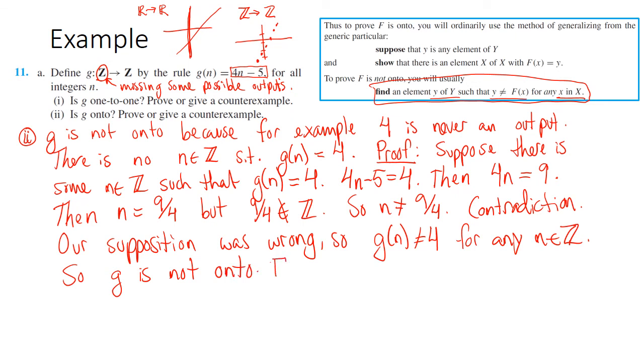So that's what you have to do when you're trying to prove that a function is not onto. You've got to find something in the codomain that is never reached and then prove that it's never reached. And to prove that it's never reached, usually the easiest way to do it is by contradiction. Suppose that it is reached, then show that leads to a contradiction.